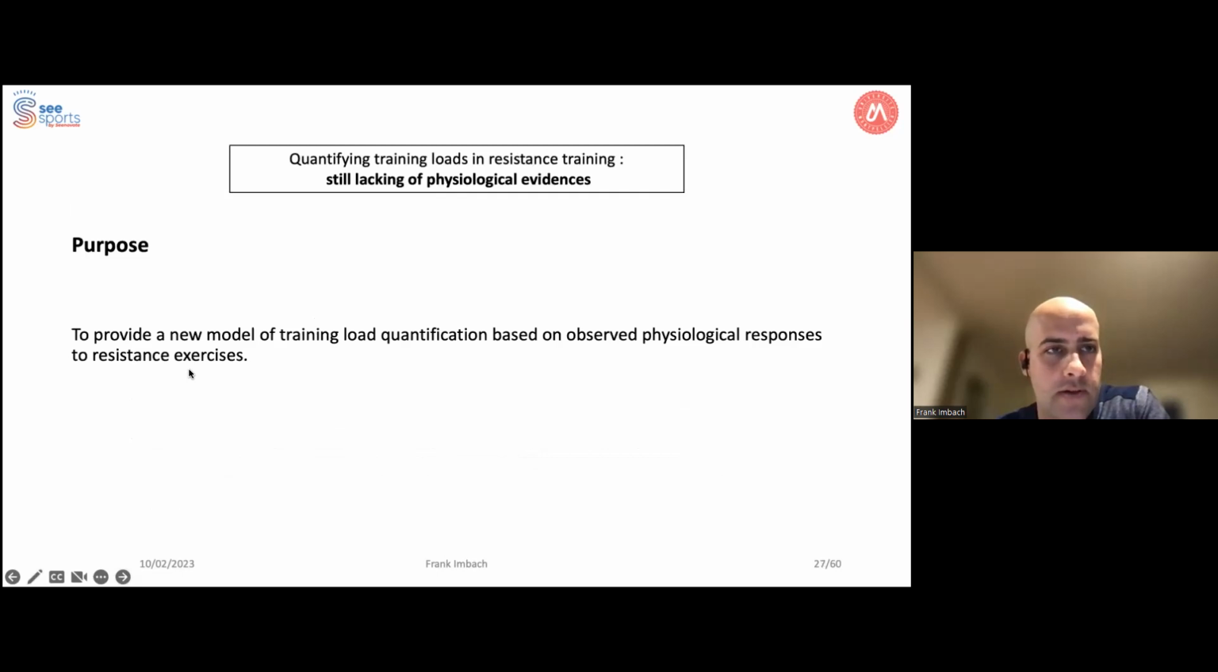So we start with a first study, first example, with the following purpose, which is to provide a new model of training load quantification based on observed physiological responses to resistance exercise.